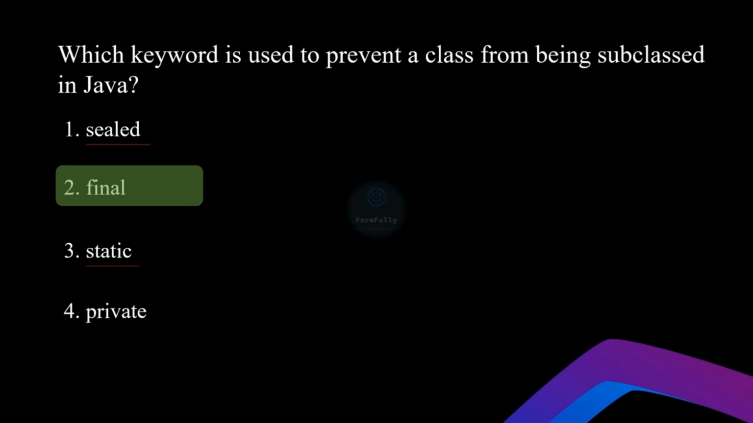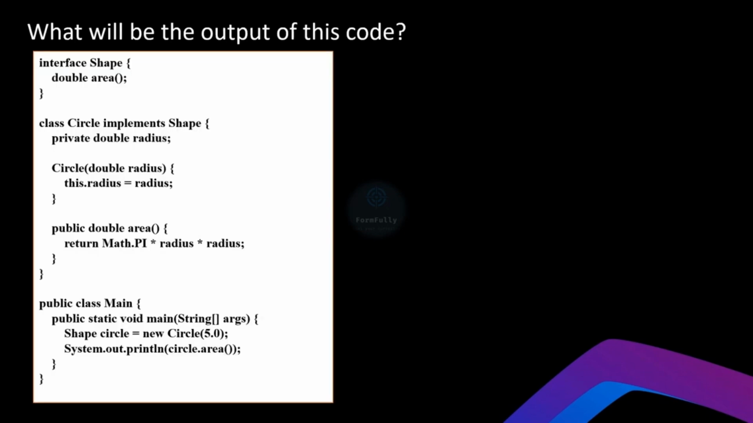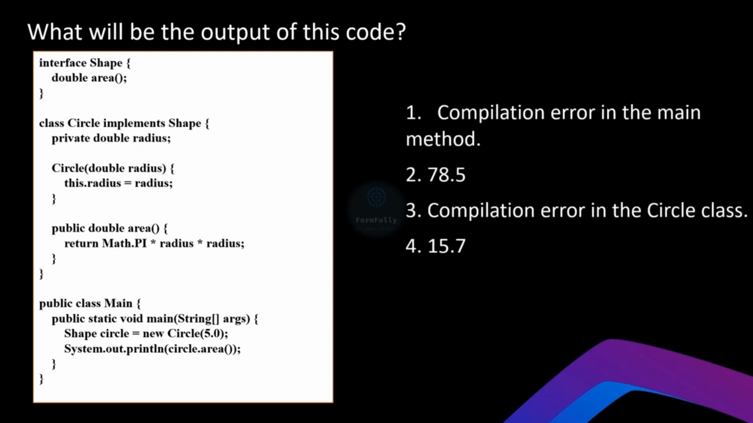Option C, that is static, is used for methods and fields, not for classes. Private is used to restrict access within a class but not to prevent subclassing. So option 2 is correct. Moving to the next snippet question: what will be the output of this code? Options are as follows. First, think about the answer. I hope you have found the correct option.